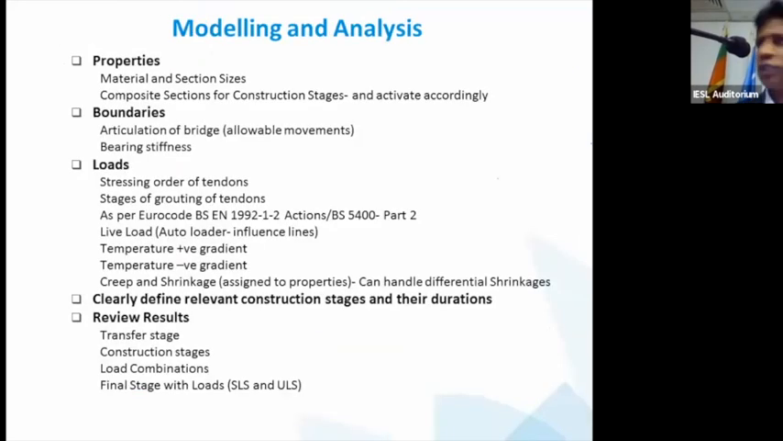So in any software, I would broadly say there are areas: properties, boundaries, loads, and then finally review. Not only Midas, you take any building software, ETABS, or anything, you need to follow this, because the stiffness changes, you change the parameters, and the behavior changes. If you are doing hardcore structural engineering, that's what happens.